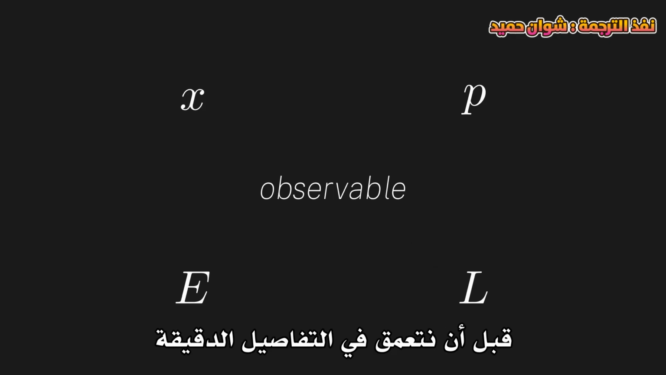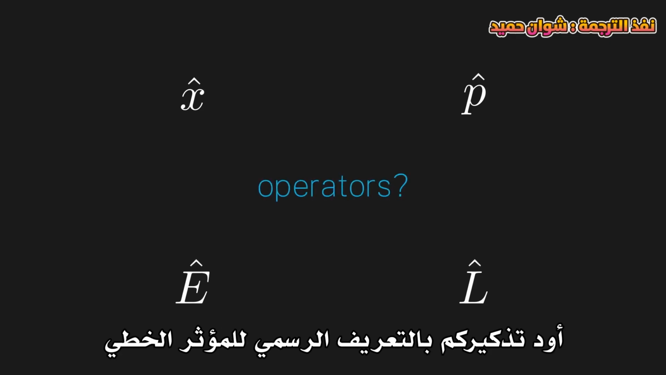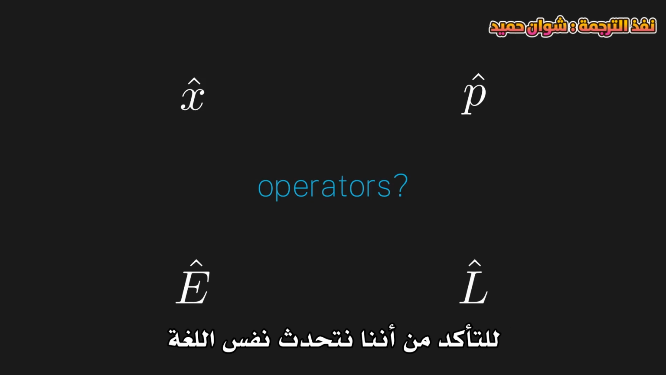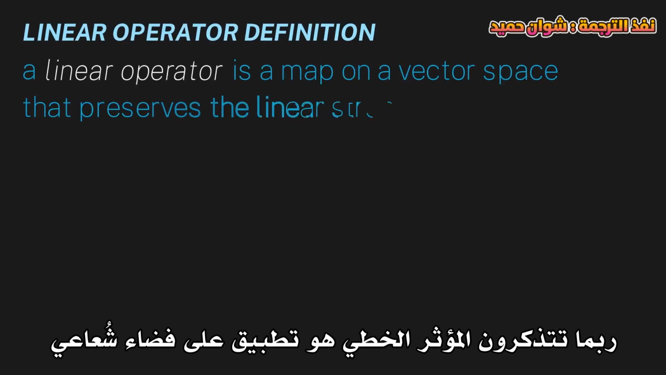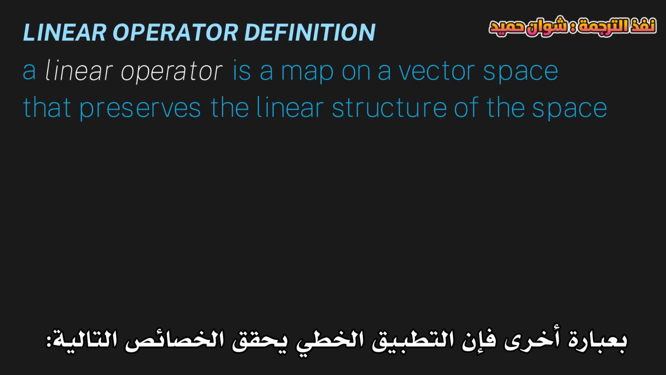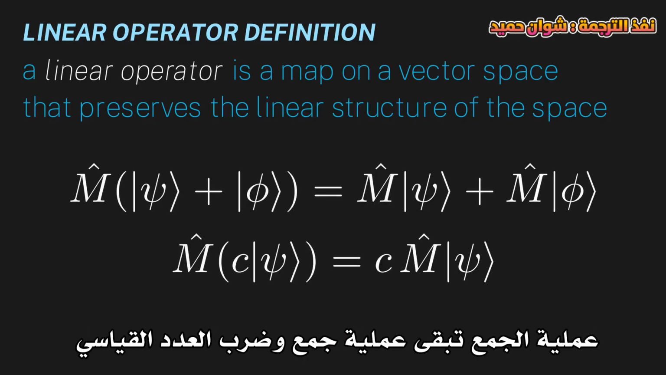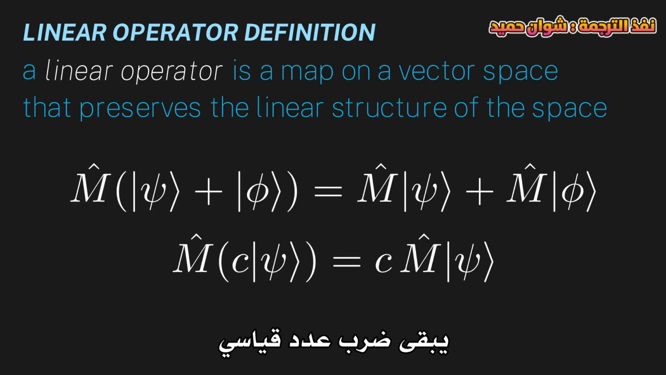Before digging into the nuance of how we represent these observables as operators, I want to remind ourselves about the formal definition of a linear operator just to make sure we're on the same page. As you might remember, a linear operator is a map on a vector space that preserves the linear structure of that space. In other words, a linear map satisfies the following properties. Addition is still addition, and scalar multiplication is still scalar multiplication.